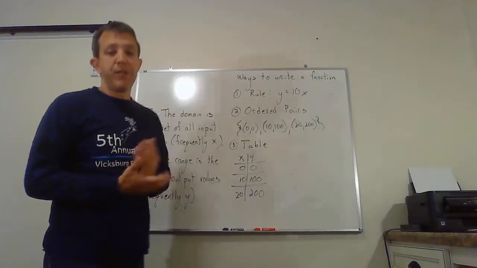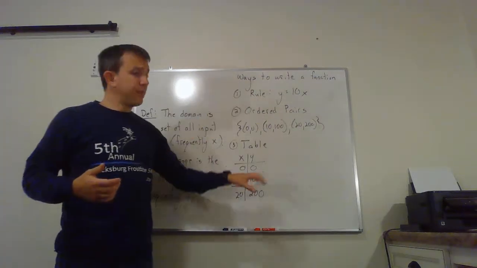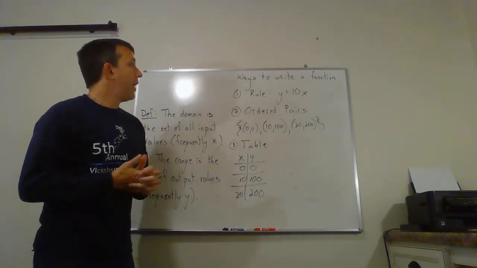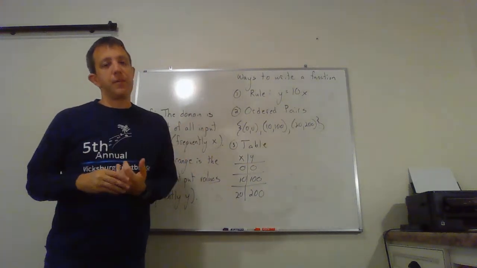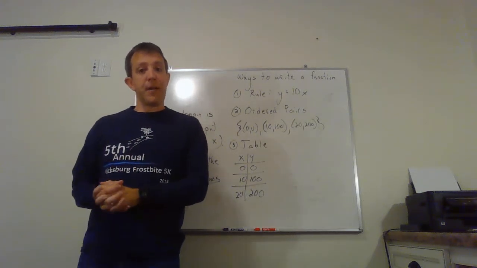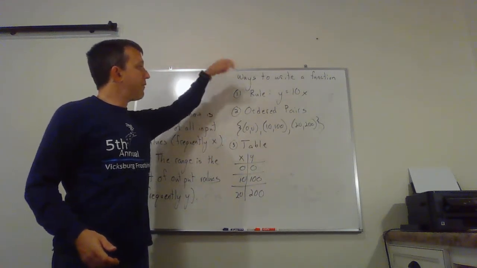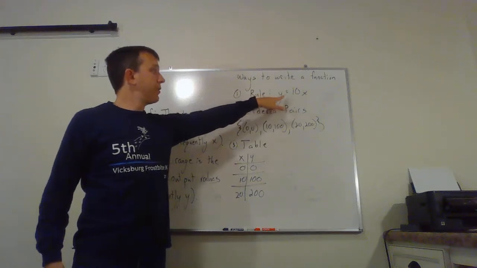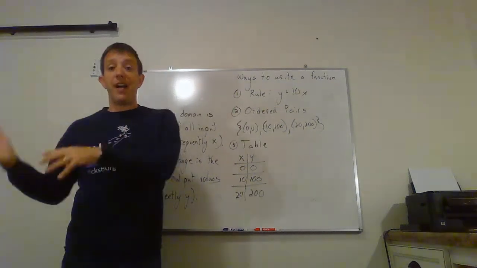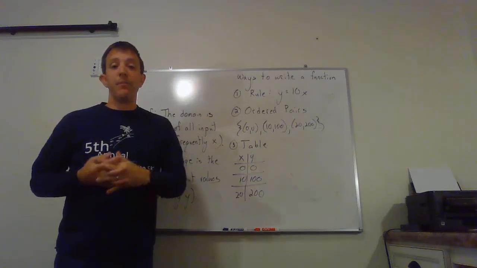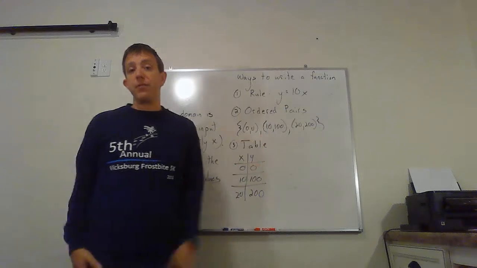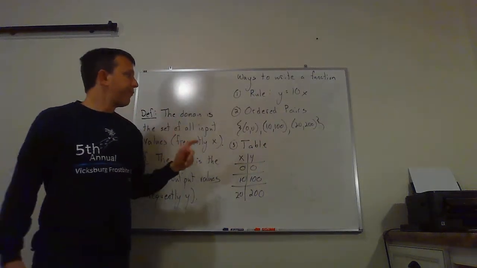So, some ways that we can write functions, and I'm going to have to continue this on the next board too because there are more ways, but here are the first three. I'm using the same function we were just looking at on the last board, where you're making $10 an hour. So we can write a function as a rule, where in this case y is equal to 10x. This is a description of how these things get paired together because if you pick a number for x, the y value automatically comes with it.